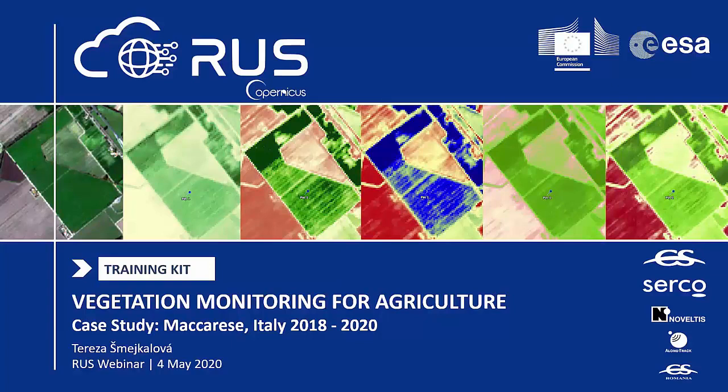So this month, we will be looking at vegetation biophysical parameters monitoring for agriculture, and we will be using the Sentinel-2 data and the SNAP toolbox. This webinar is being recorded, and you will be able to repeat the exercise by yourself at your own time, so don't worry about that now. I will give more information about this later.